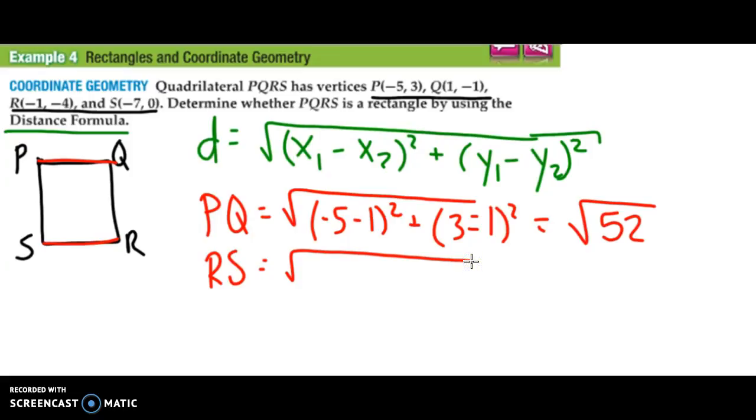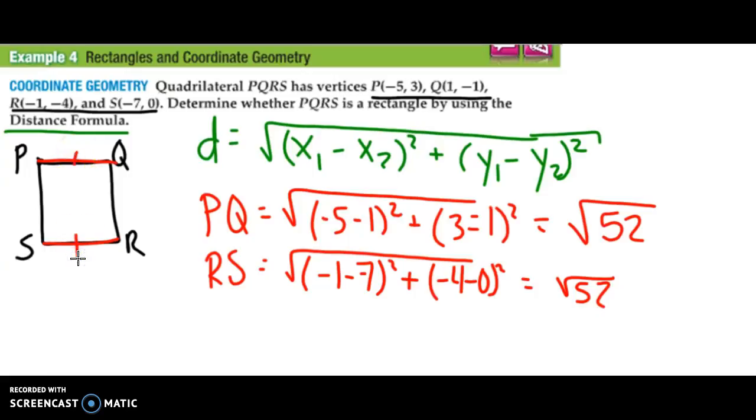Now let's find the length of RS. Finding RS, that's going to be negative 1 minus a negative 7 squared plus negative 4 minus 0 quantity squared. Put that all into my calculator, and I also find it's the square root of 52. So these two values are the same. That's good. Now we're going to try and find QR and PS.